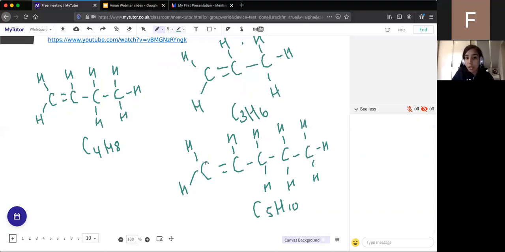So again, just check there's 4 bonds. So 1, 2, 3, 4, 4, 4, 4, 4. So that's C5H10. And you need to be able to draw the first 4 alkenes. So well done, everyone that gave me the names of those. So just as a recap, they are ethene, propene, butene, and pentene.